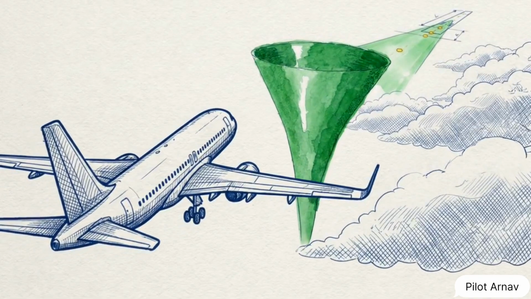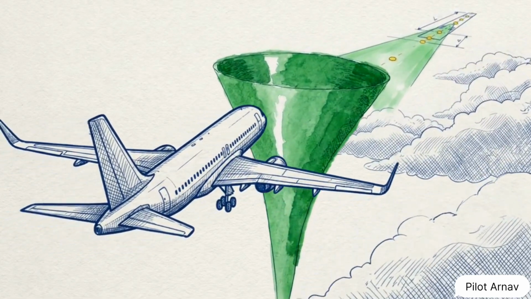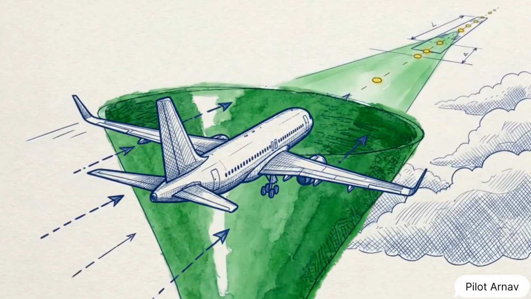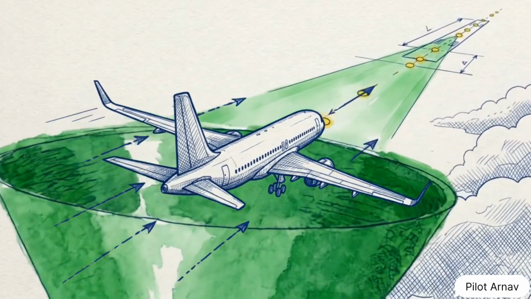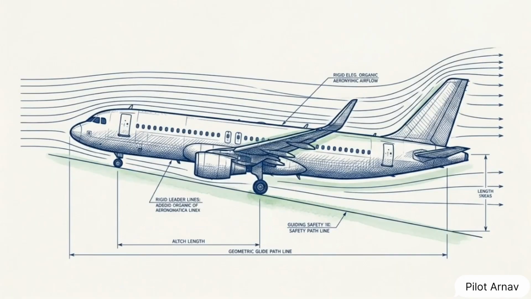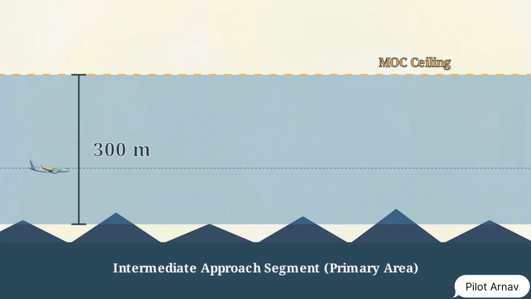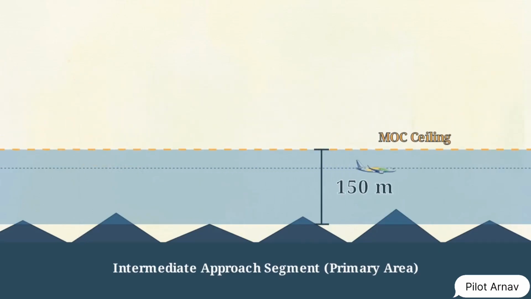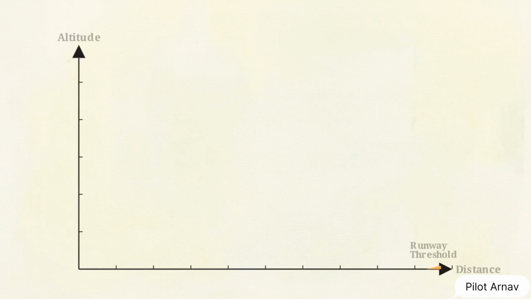STARs and reversal patterns function as spatial funnels, systematically bleeding off speed and altitude while perfectly orienting the aircraft onto the localizer centerline. Entering the intermediate approach segment, the descent gradient is kept as shallow as possible. Because the aircraft is now aligned, the primary area's minimum obstacle clearance drops rapidly from 300 meters down to just 150 meters. This profile graph displays the allowed descent gradients.